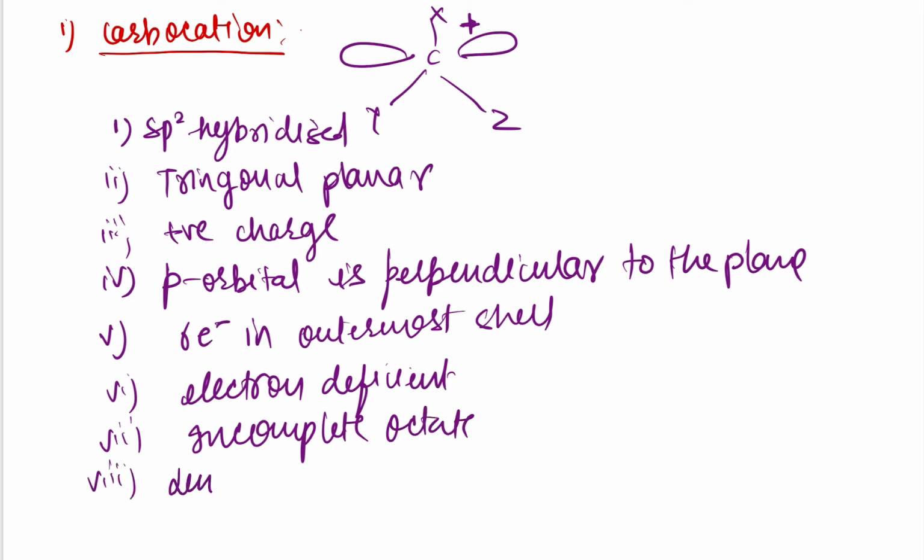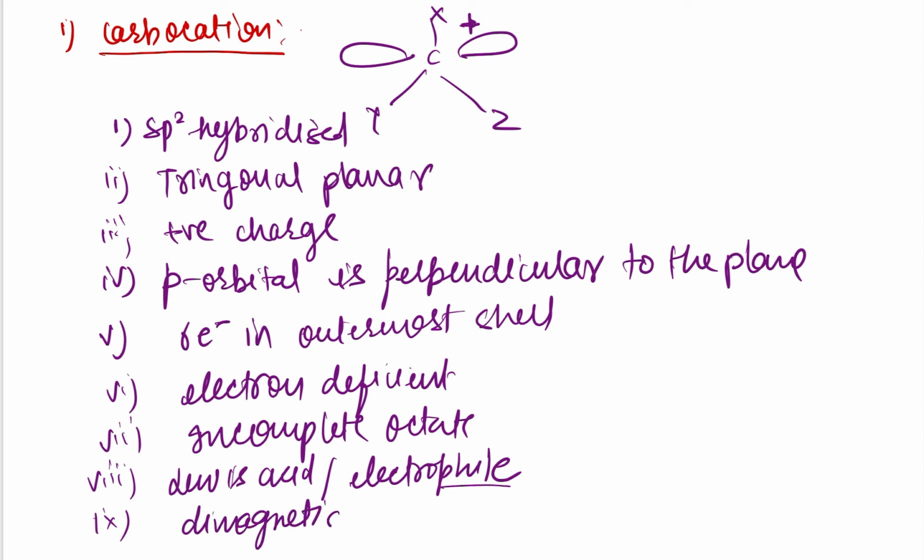It is a Lewis acid due to having incomplete octet, and it also works as an electrophile, electron loving. Electrophile means electron loving. It is diamagnetic because it has 6 electrons in outermost shell and all are paired. That's why it is known as diamagnetic. Now let's talk about its stability.